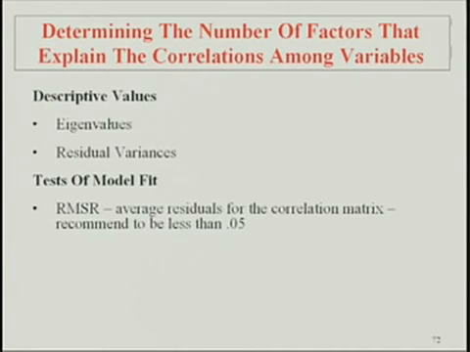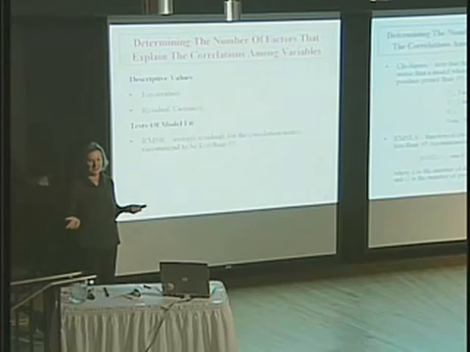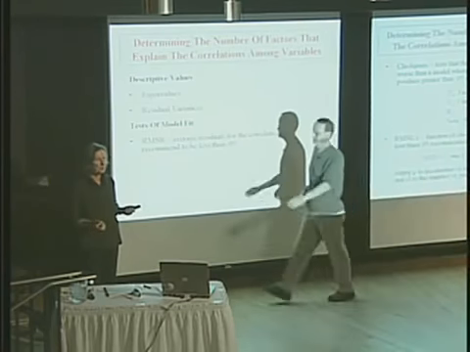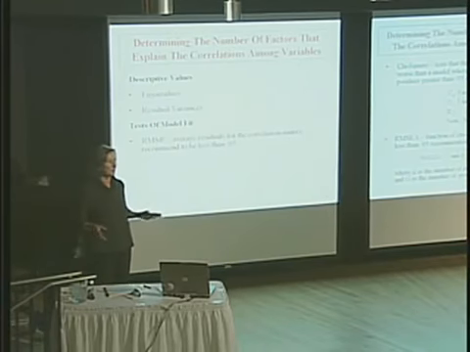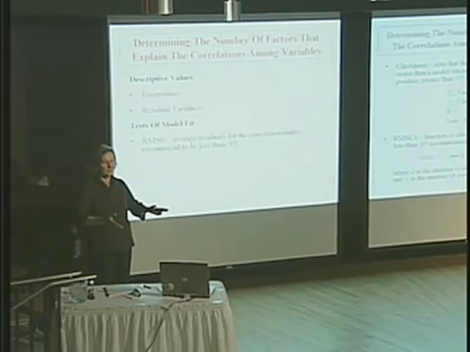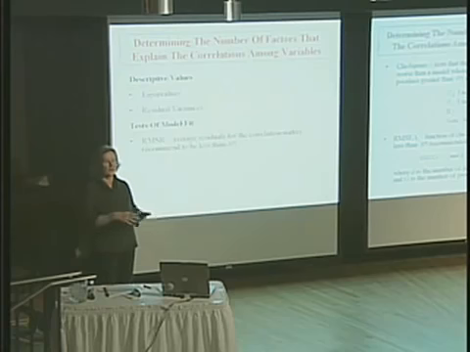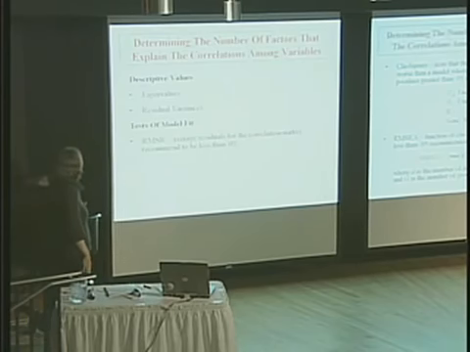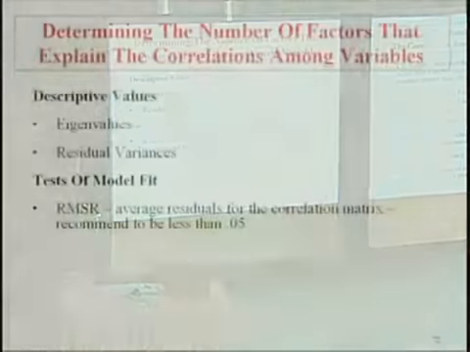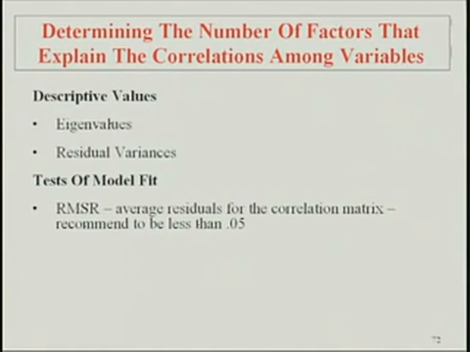So EFA is all about determining the number of factors, number 1, and then seeing how well the factor indicators behave. But how do we know when we run an EFA? It's easy to put it into Mplus and run it, but how do you decide once you have all of these results what you do with it? Well, there are 2 descriptive values you can look at, eigenvalues and residual variances, and then you can also look at tests of model fit.